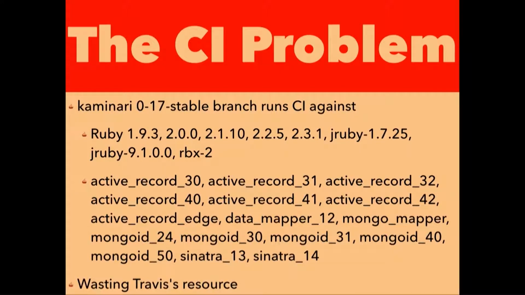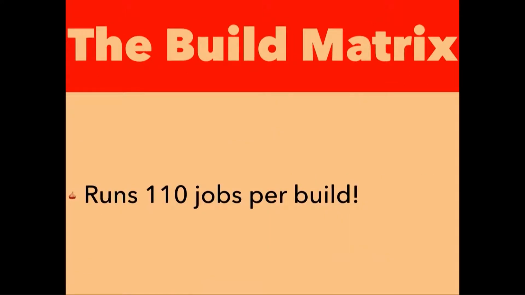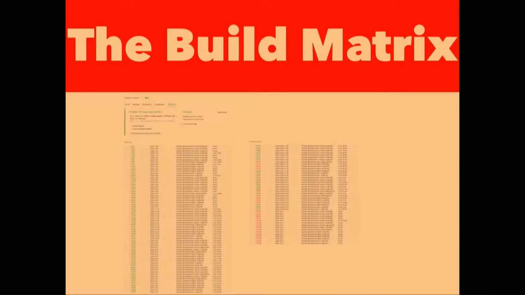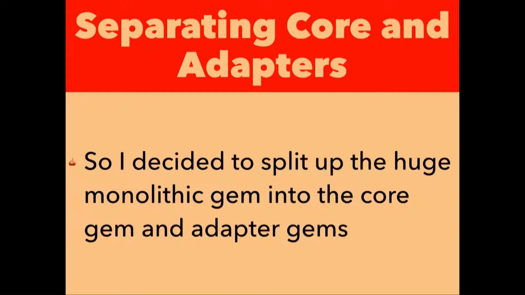So this seriously is a waste of the community's computing resources, testing through all these matrices. And actually, we build 110 jobs per each push to GitHub. We run something like this for each push. You know, it's such a waste of Travis resources. So I decided to split up the huge monolithic gem into the core library and the adapters.